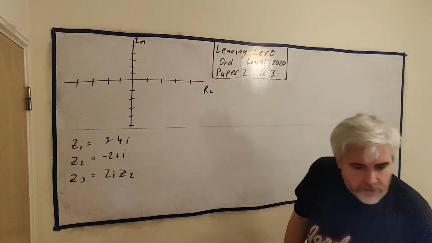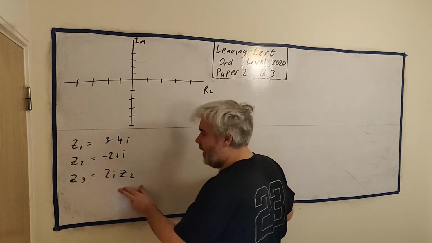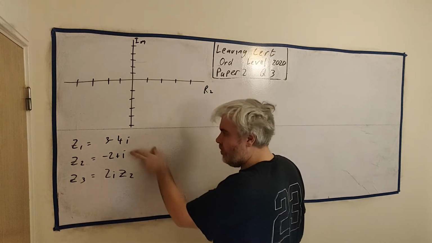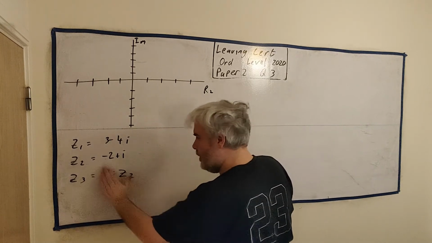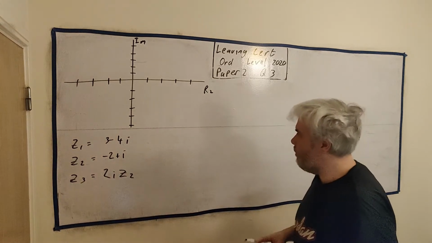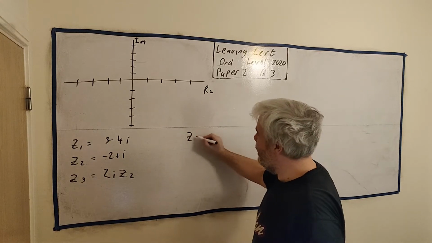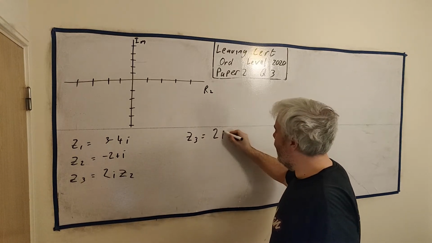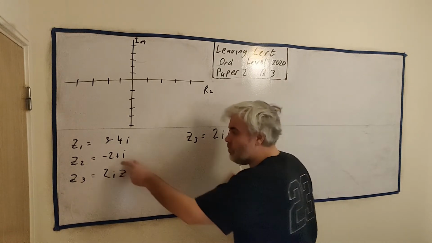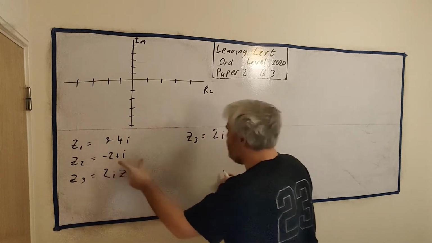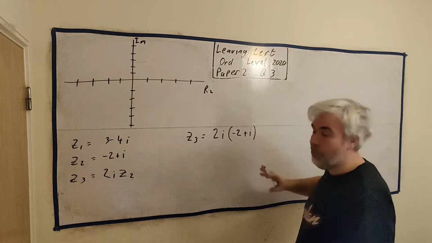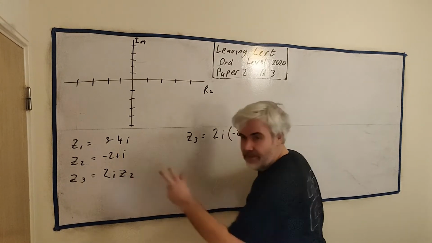And the first question asks us to write z3 in a more normal fashion, a plus bi. So this is 2i multiplied by z2. So how do we do that? Well, let's write it again. z3 is equal to 2i. Now instead of z2, we know what z2 is. It's right here. So instead of z2, you can write minus 2 plus i. That's the same thing as this.